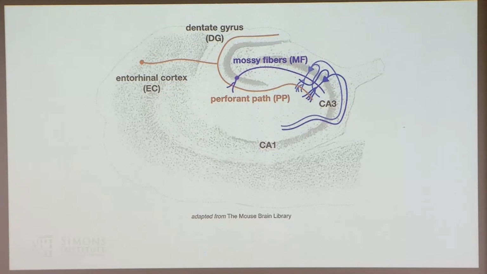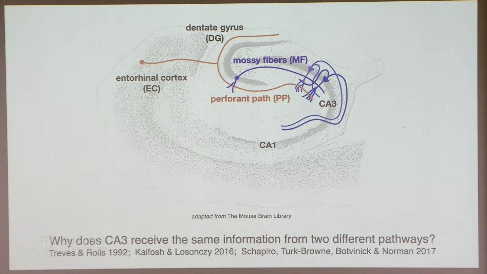heads towards CA3. So the question from this anatomy here is: why does CA3 receive the same information from these two different pathways? All the information is coming from the same origin here, the entorhinal cortex. And there are other people who have addressed this, but this is kind of our take on the matter.